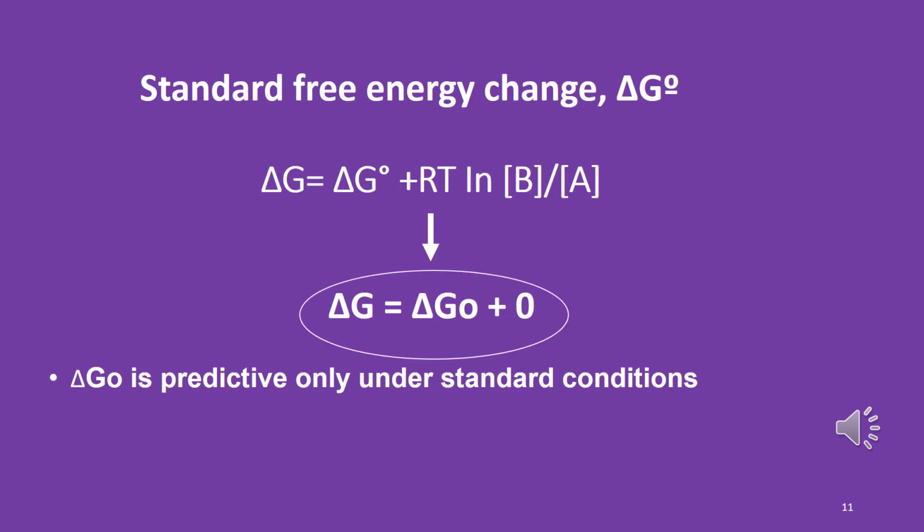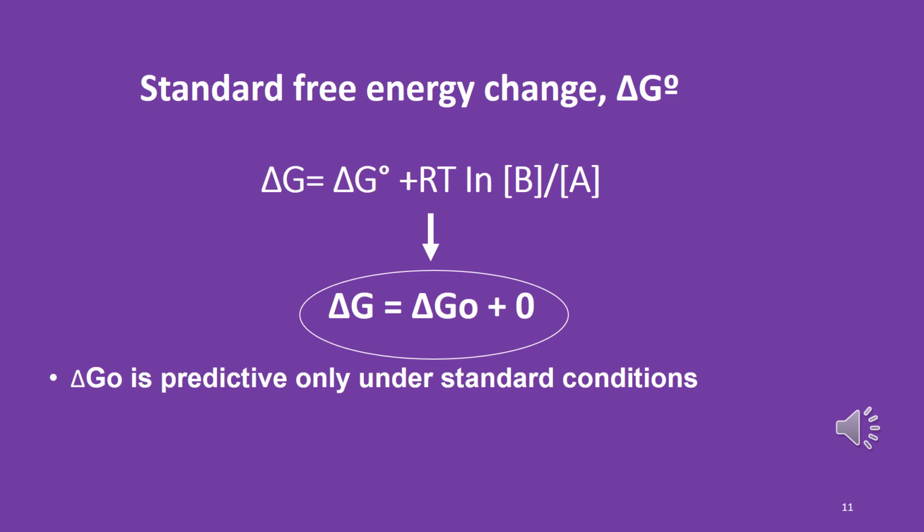Now let's look at the standard free energy change, or delta G naught. It is called the standard free energy change because it is equal to the free energy change delta G under standard conditions, that is, when reactants and products are at a concentration of 1 mole per liter, like I told you previously. Under these conditions, the natural log of the ratio of product to reactant is equal to 0. Therefore, when we put this value of 0 in this equation, the equation becomes: delta G is equal to delta G naught plus 0.